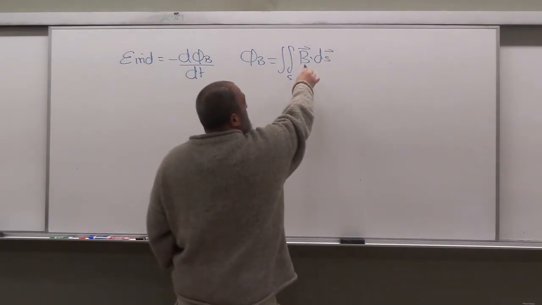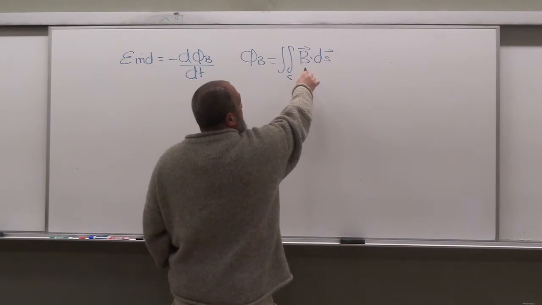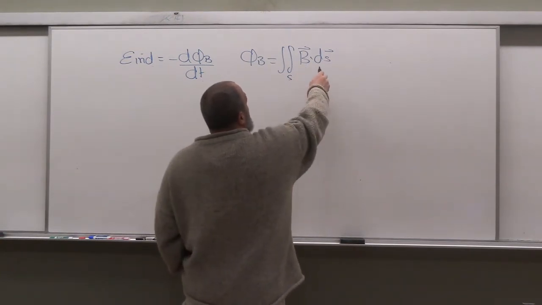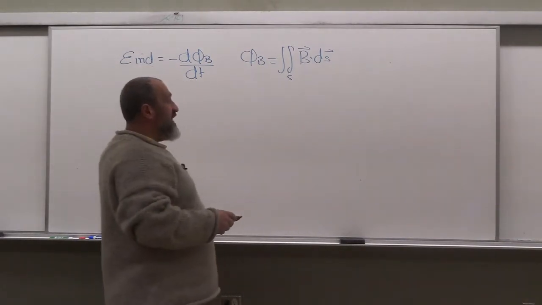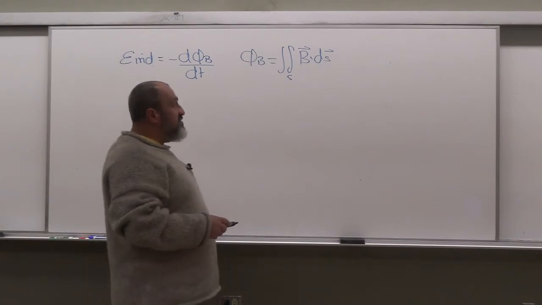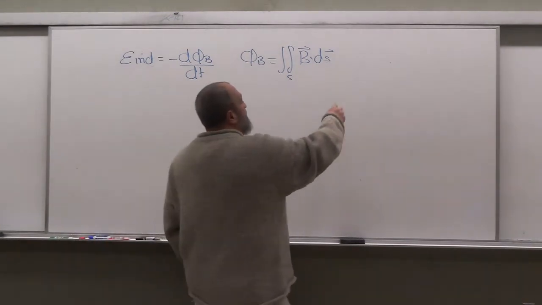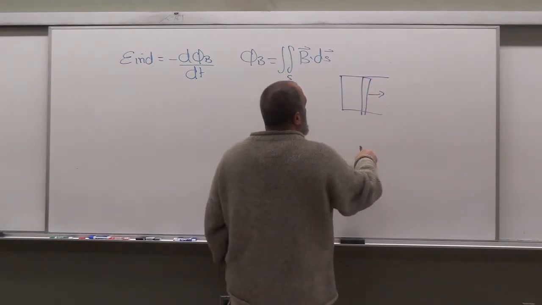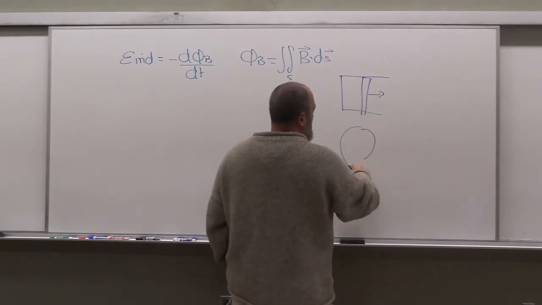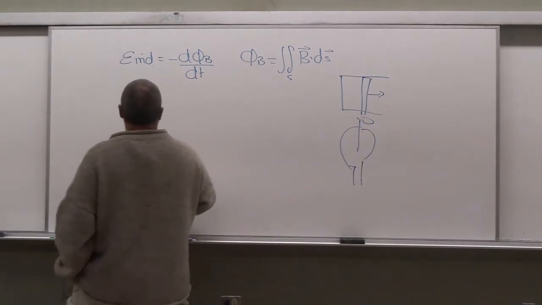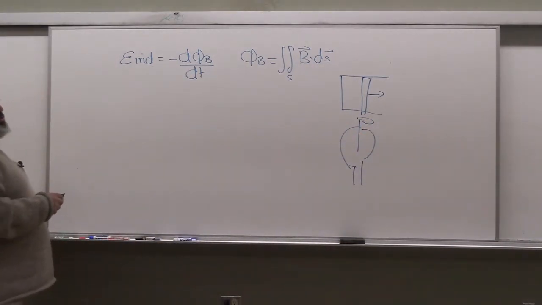You can change B itself. Let's say you have something else producing B, and you can crank it up and down or whatever. You can change the area, and you can change the angle between the two. What we've done so far is we've given examples where we change the area, by pushing the bar this way, and you can change the angle by causing the loop to spin. Okay, what else can you do to change the area?